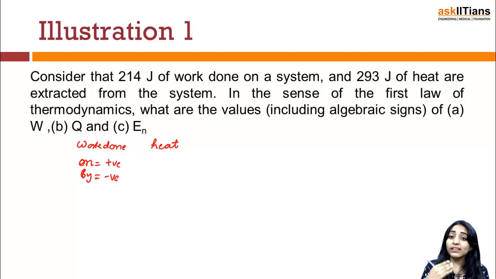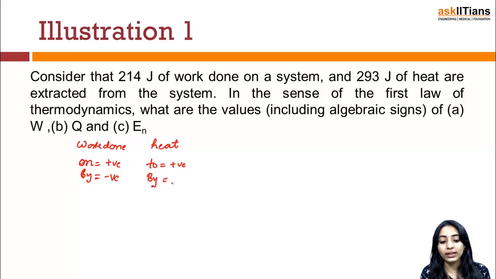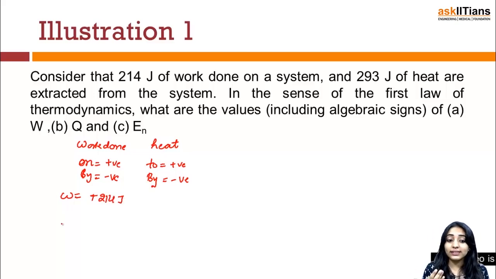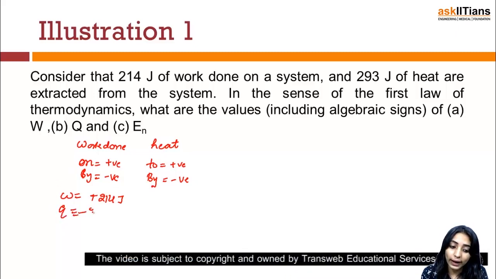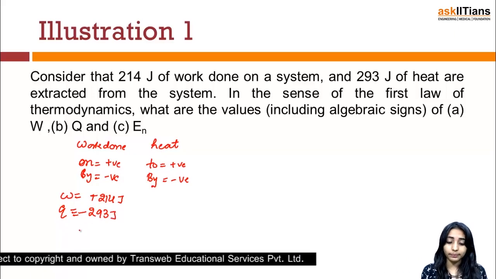Similarly, if heat is inserted to the system, it will be given a positive value, whereas if the heat is given by the system, it will be given a negative value. Now let us take the question into consideration. He says that 214 joules of work is done on the system. That means W will be plus 214 joules. And if 293 joules of heat is extracted from the system, so Q is given to be minus 293 joules.